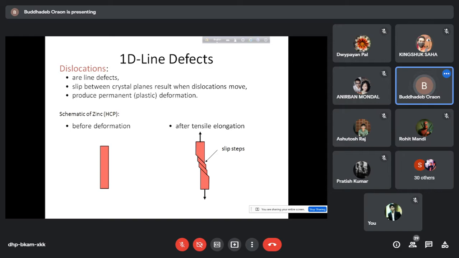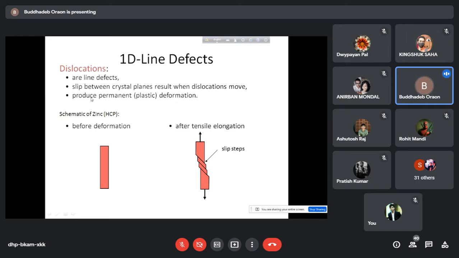Next we are coming to the one-dimensional defects, which are known as line defects. In other words, these one-dimensional defects are called dislocations. Dislocations are the line defects, and slip between crystal planes actually results when dislocations move. When a dislocation line moves, slip occurs between the crystal planes, and it produces permanent deformation.